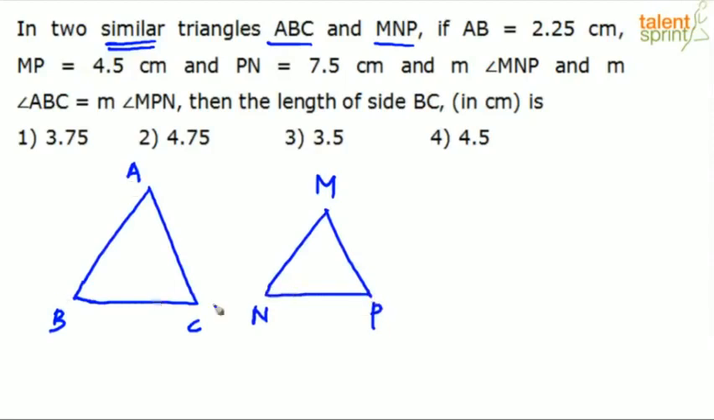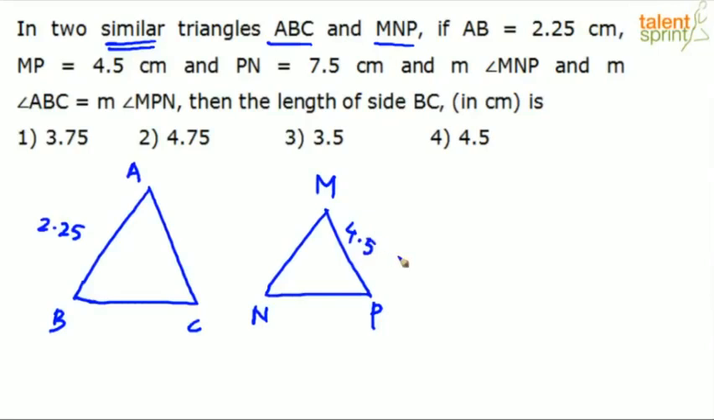If you take ABC, it should be taken as MNP. You cannot take ABC here and then MNP in a different order. So when you have taken ABC in anti-clockwise direction, MNP should also be taken in anti-clockwise direction, in order to avoid any sort of confusion. Then AB is 2.25. This side is 2.25. And MN is 4.5.